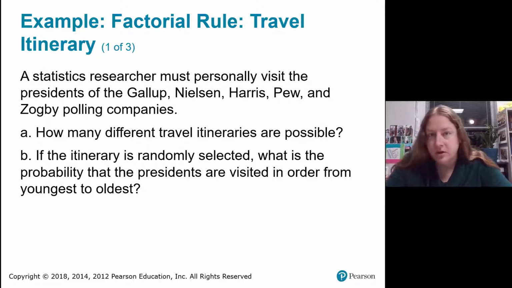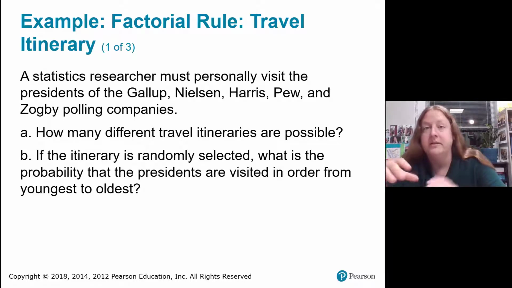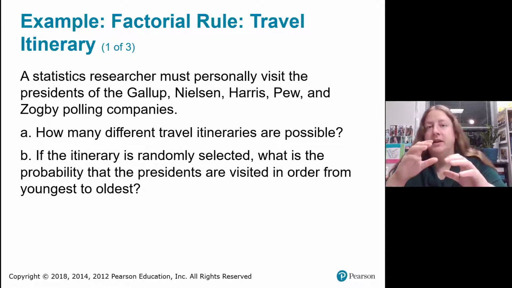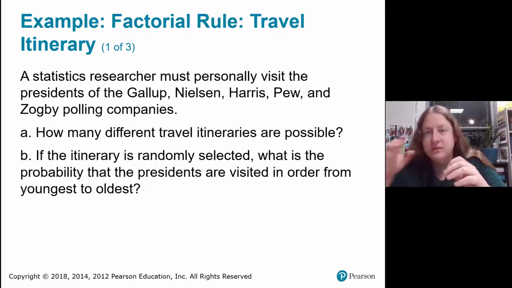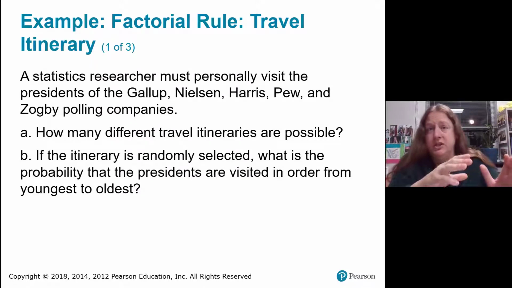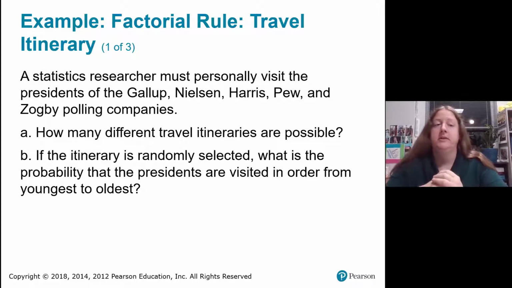Well, you're not going to go to each of them and then go to the same ones again. You're going to go to one of them, and then you have to go to a different one, and then to a different one. So this is not the multiplication rule the way we saw it in its first iteration. This is the factorial version of it. All right. So then we want to know if the itinerary is randomly selected, what's the probability that the presidents are visited in order from youngest to oldest?